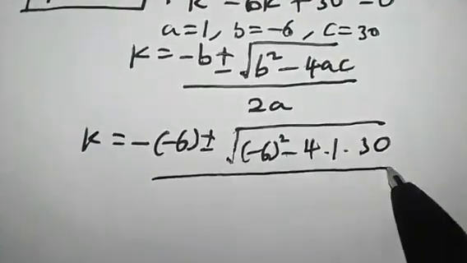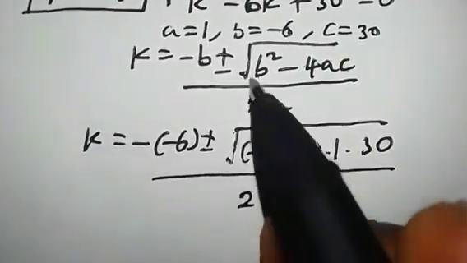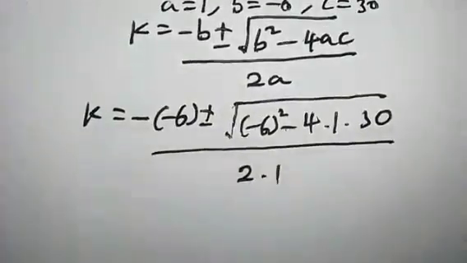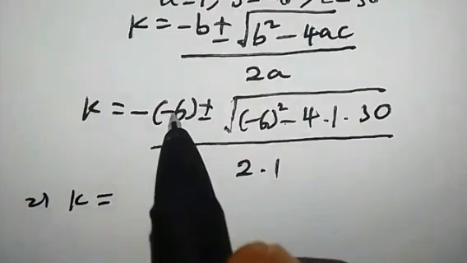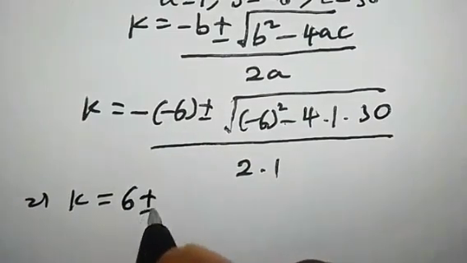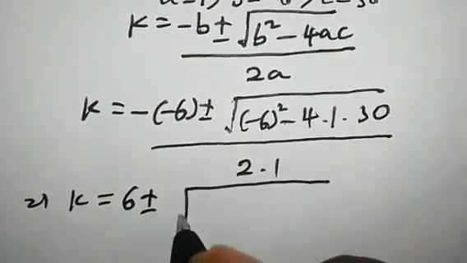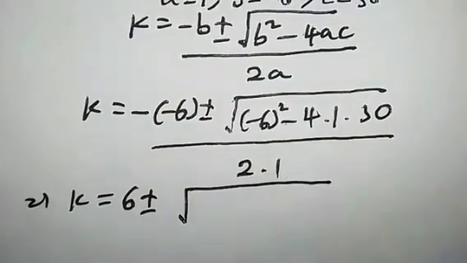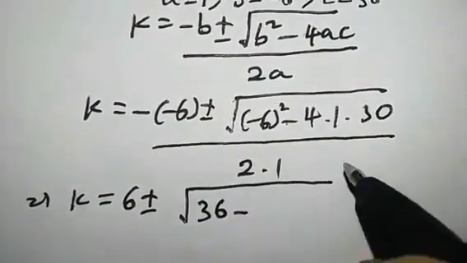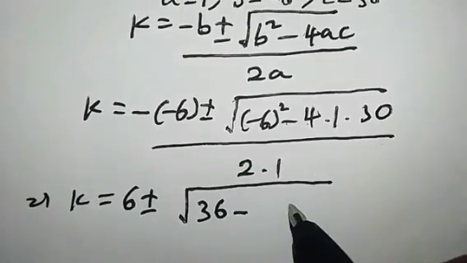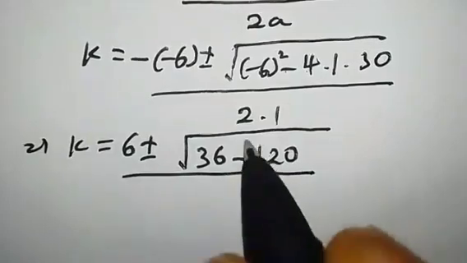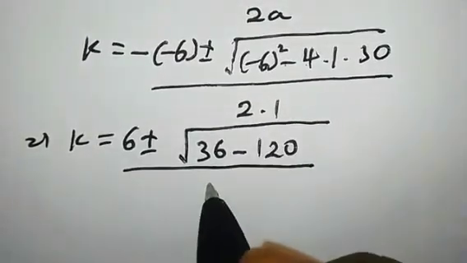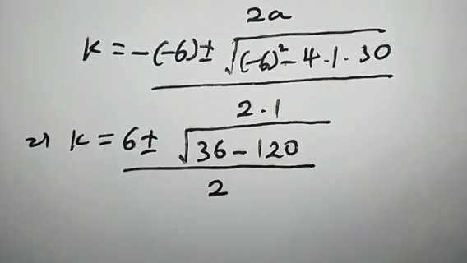Everything divided by 2 times, what is a? A is 1. So we have 1. This means that k is equal to minus times minus 6, that is 6, plus or minus the square root of minus 6 all squared, which is simply 36, minus 4 times 1 times 30, that is 120, divided by 2 times 1, that is simply 2. Let's continue.